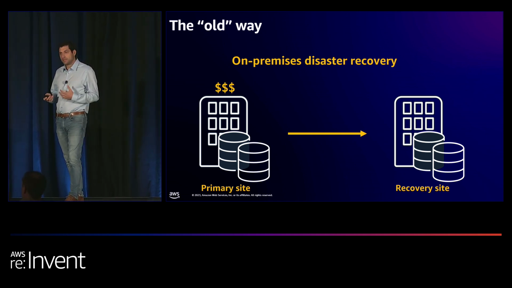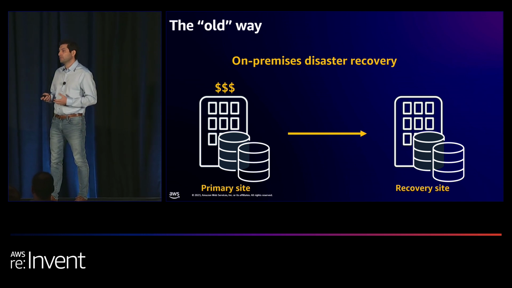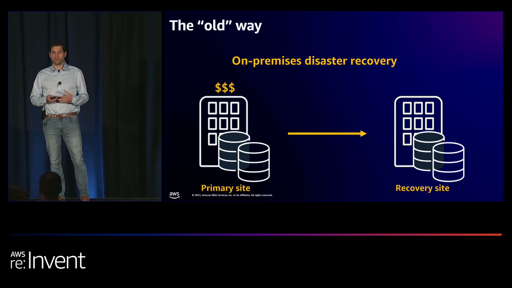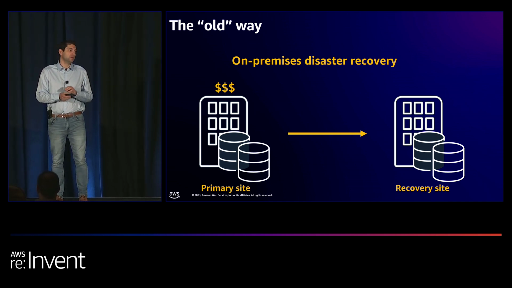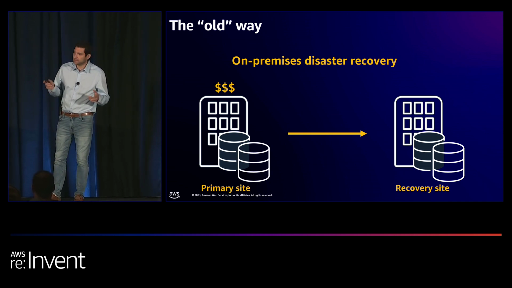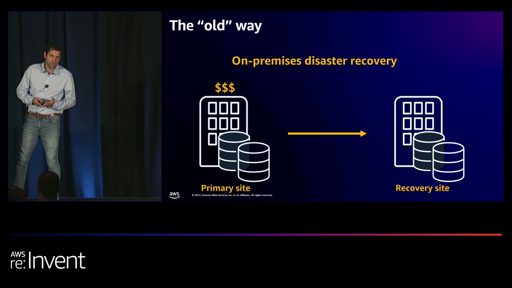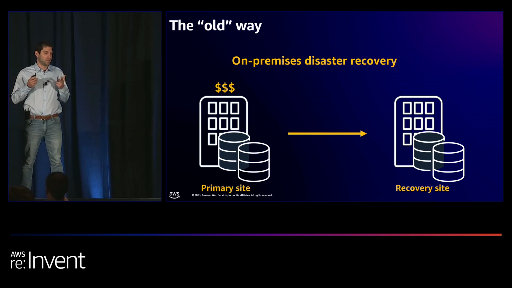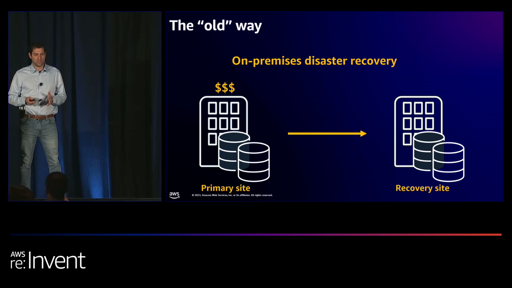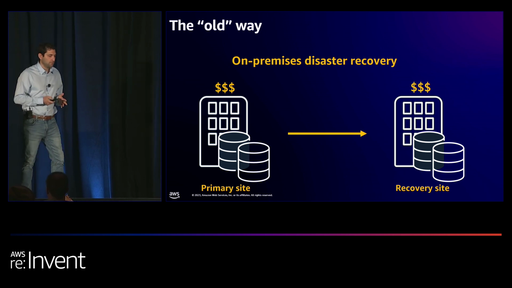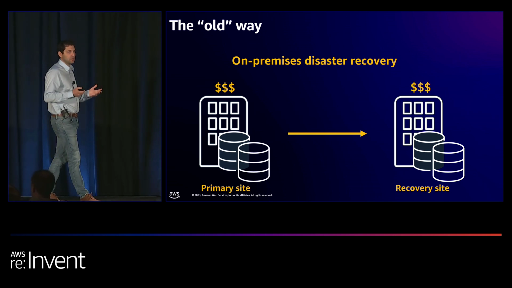But my recovery site needs to run my production workloads in case of a failover. So it has to be fully provisioned. I need the same performant storage, the same performant CPU and compute hardware on my recovery site. So basically, I double my cost.